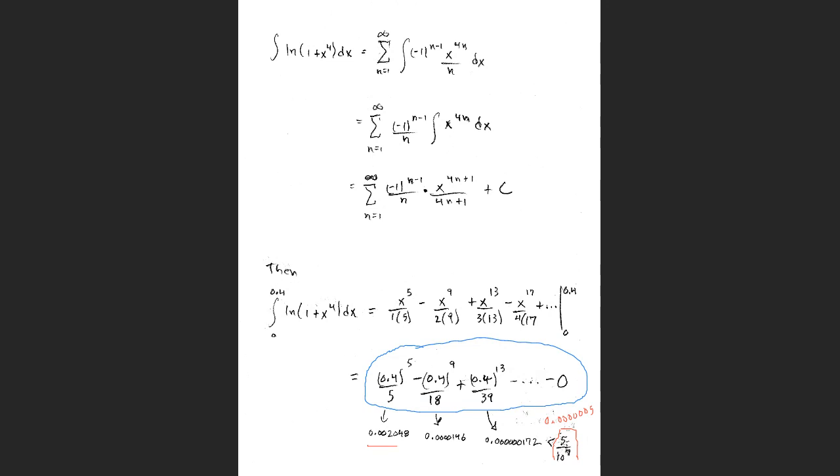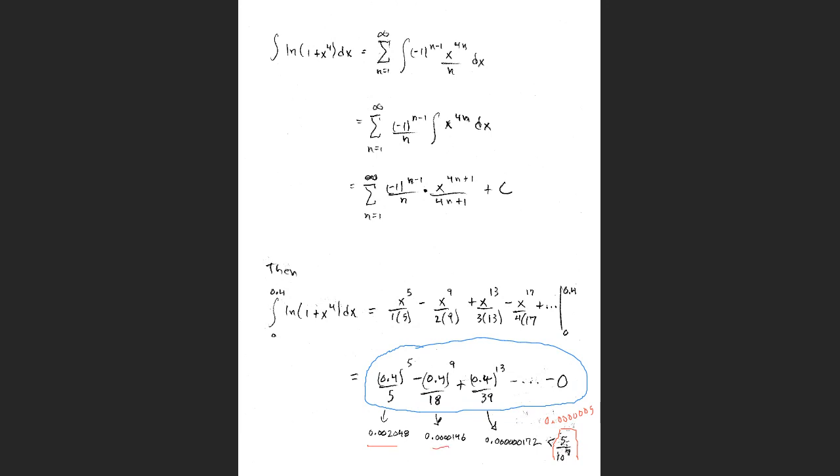Tenths, hundreds, thousands, 10,000s, 100,000s, millions. It's 5 10 millions. So what we do is we say, okay, using the alternating series estimation theorem, I'm going to enumerate the values of my series, and I'm going to stop once I reach a term that is smaller than 5 over 10 to the 7th power.